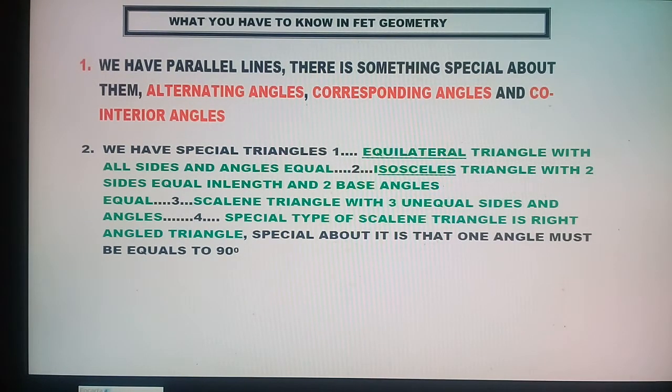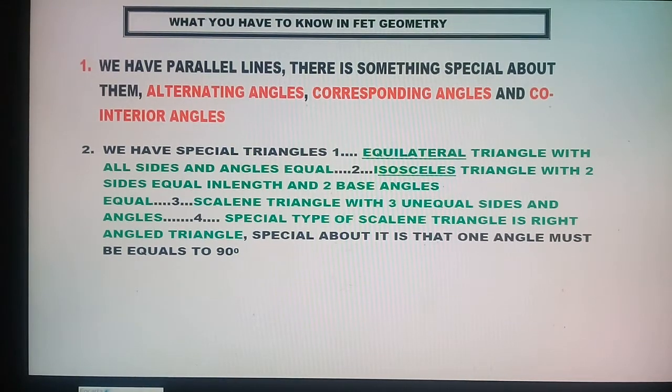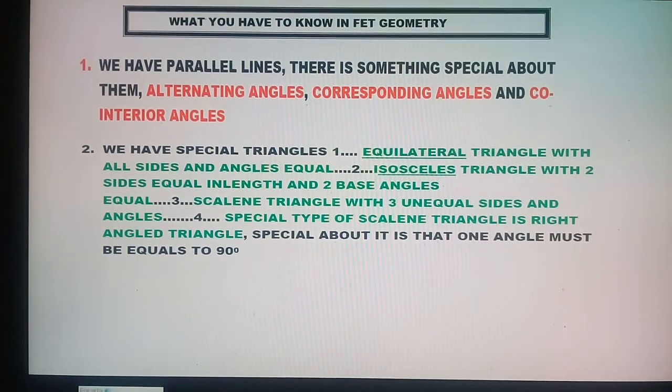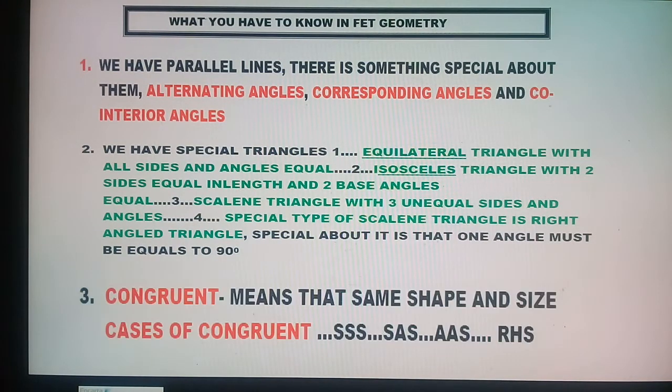And number 4, we have a special type of scalene triangle, that is a right angle triangle. The right angle triangle has 90 degrees as an angle, and that is what is special about it. Wow, how nice.